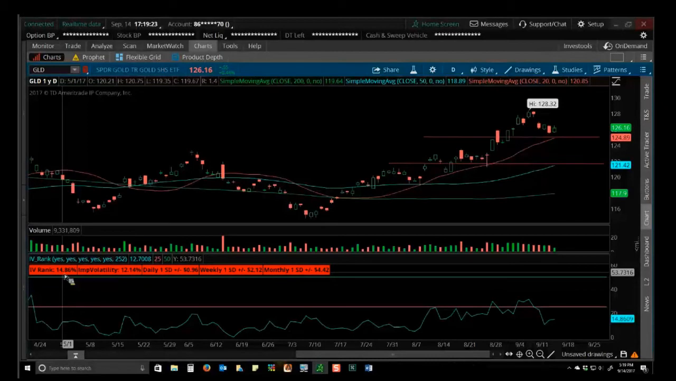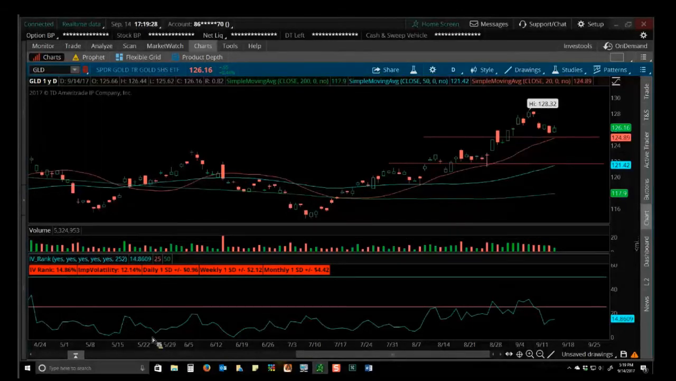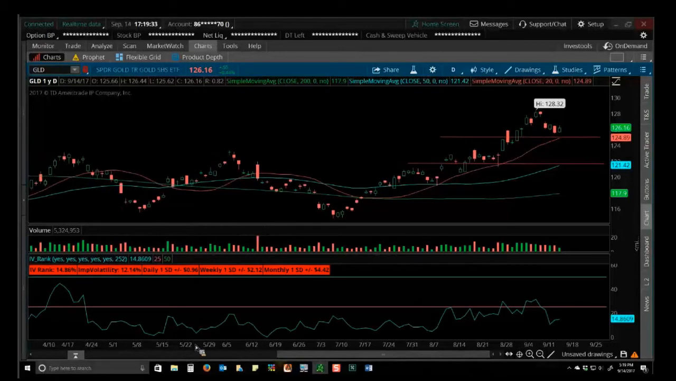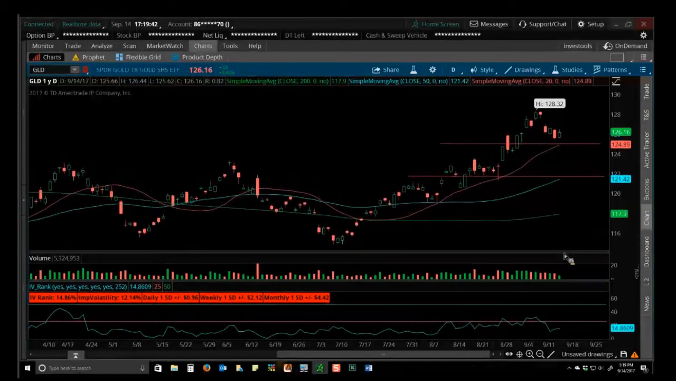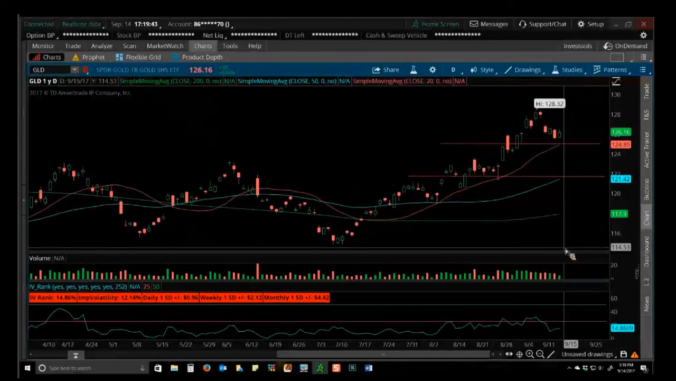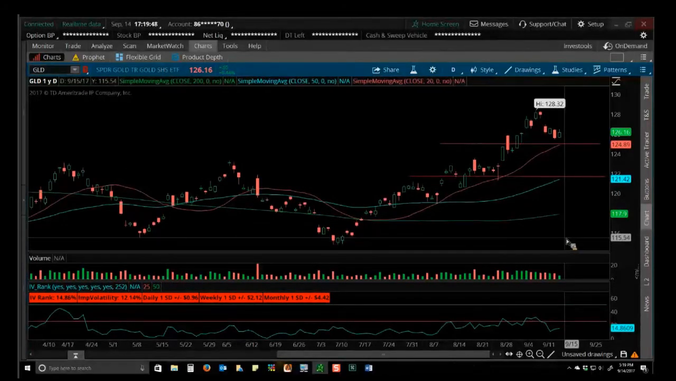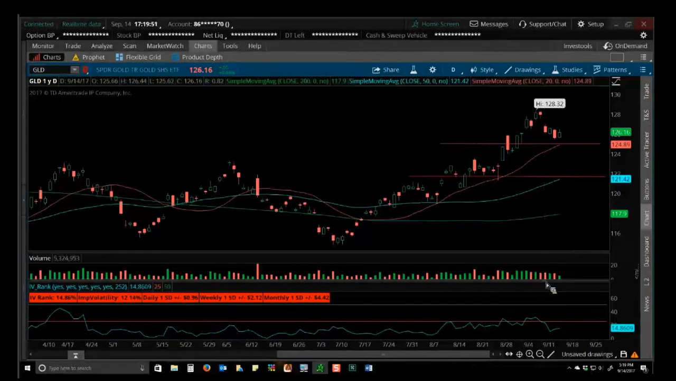If you've taken an option class and learned a little bit about implied volatility, you know that low IV means options are cheap. Options are relatively cheap. So it's not as if call options are going to cost me a lot of money on gold right now. Because of that, maybe I lean towards doing a long option trade, a long premium play, in other words, like a bull call spread.